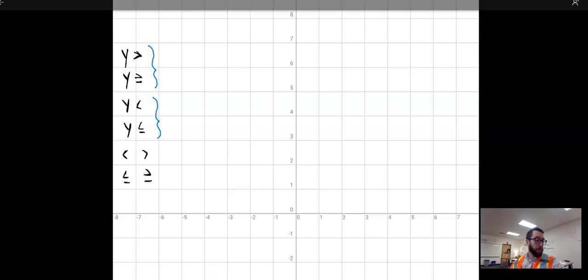Today we're talking about how to graph a linear inequality. Generally these are going to be in slope-intercept form. Instead of an equal sign, you're going to have an inequality symbol. And so it works the same as graphing in slope-intercept form, so if you need to, go watch that video.